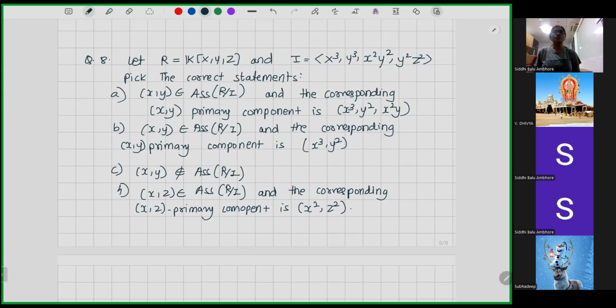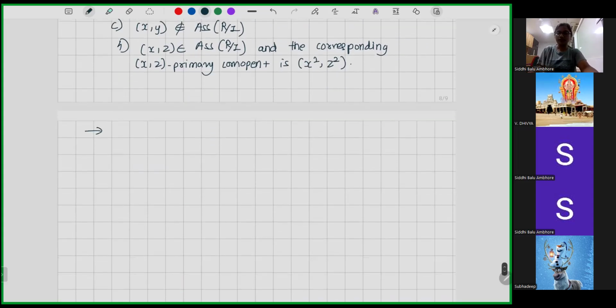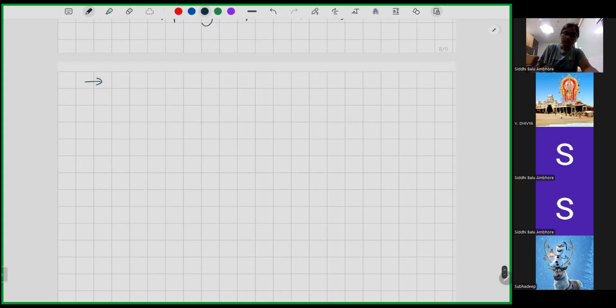We are asked to check whether a given prime ideal is an associated prime, and its corresponding primary component in the primary decomposition. Okay. So how to solve? We have to anyway do the decomposition of this ideal (x³y³, x²y², y²z²).